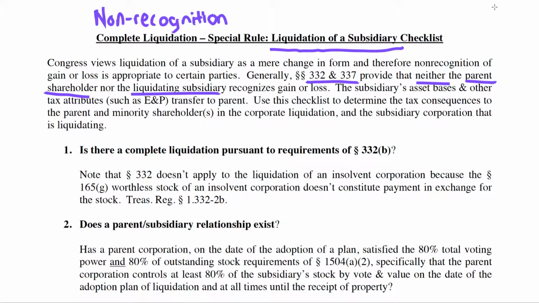So the idea here is that we have a parent corporation that owns a subsidiary corporation, all right? And it controls, which remember, control is viewed as 80% or more, right? Greater than or equal to 80%. If we have a liquidation of the subsidiary where it no longer will exist and it's going to roll up into the parent, no gain or loss will be recognized by the parent or the subsidiary on the transaction.